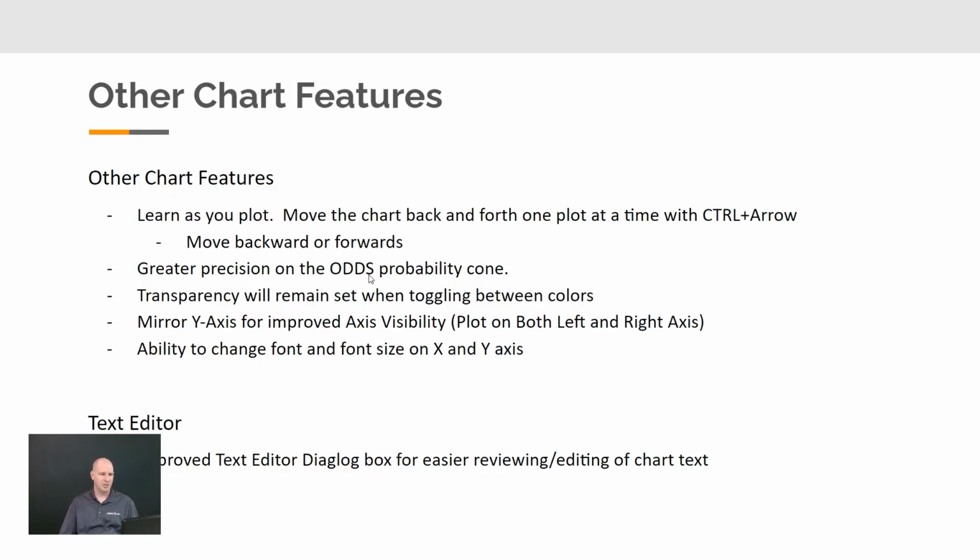Other things, greater precision in the odds probability cone. We had requests for transparency to remain set when you toggle between colors. So if you like to mess with the transparency and changing colors, that'll stick. You can put the left and right axis on a chart now. You can change the font and the font size on the axes on the chart. And the text editor has been improved as well, so it's a little bit more responsive, makes it easier to edit the text that you want to put on chart and put on your notes.